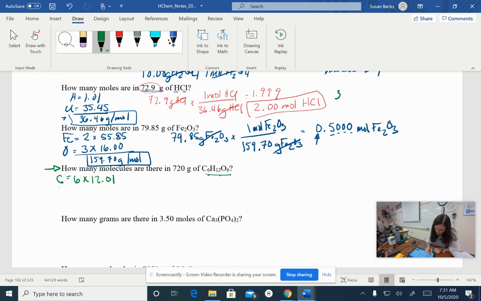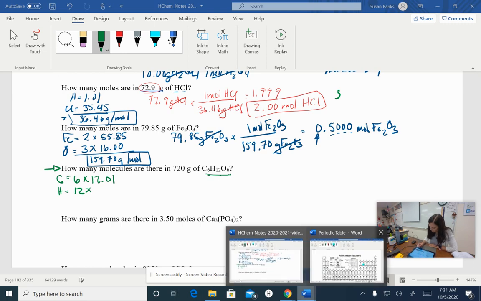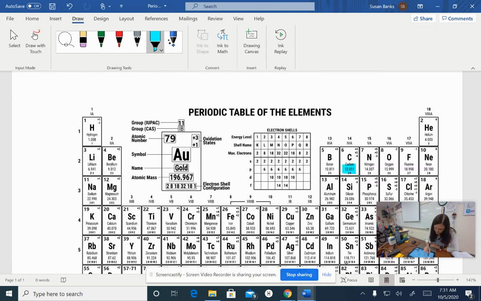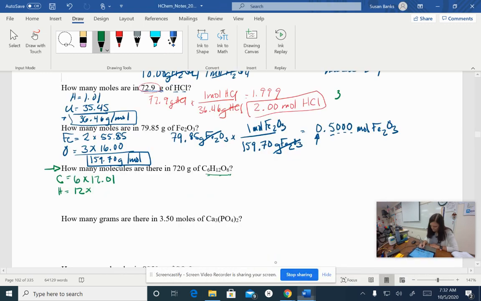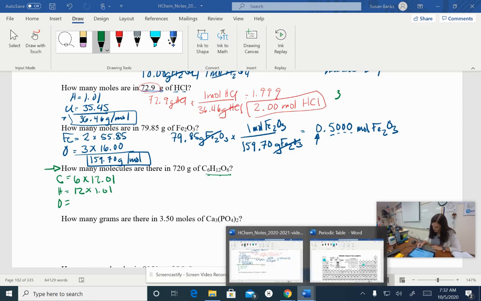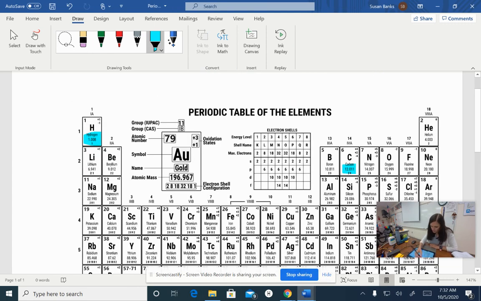Now we look at hydrogen. We've got 12 of those, so we've got to multiply our mass of hydrogen. Let's look at hydrogen. 1.01 to the 100th, so we'll use that. 1.01. And then last but not least, oxygen. So let's look at oxygen on our periodic table. So if I look at oxygen, I've got 16.99.